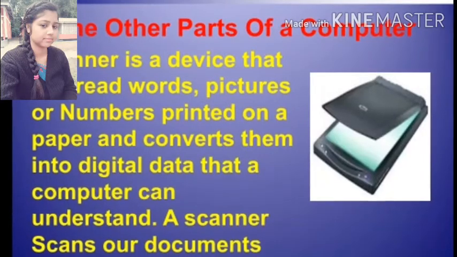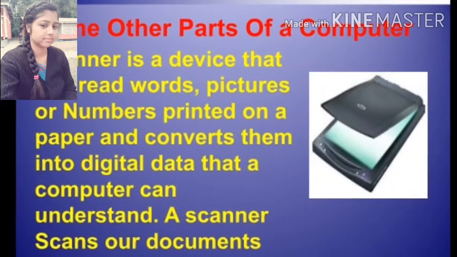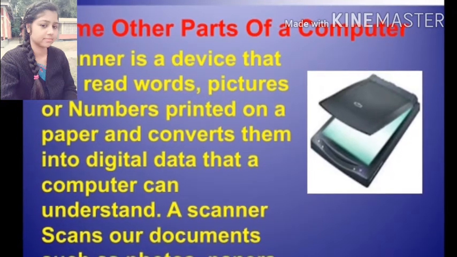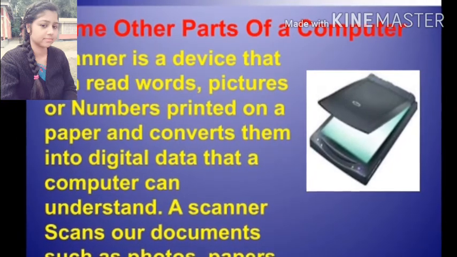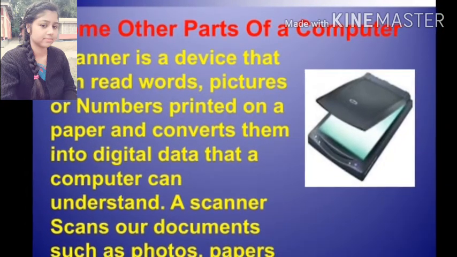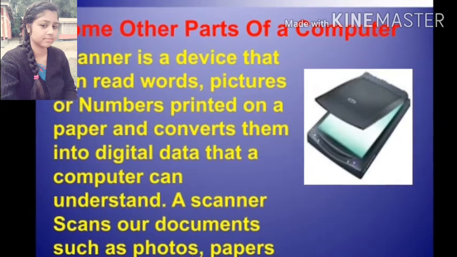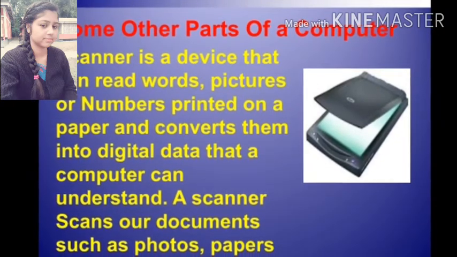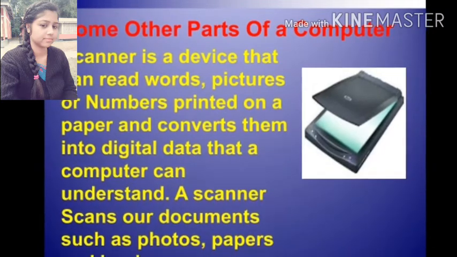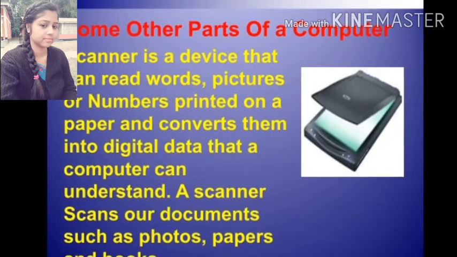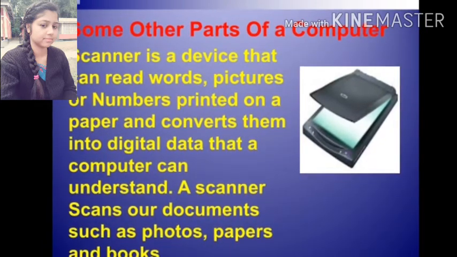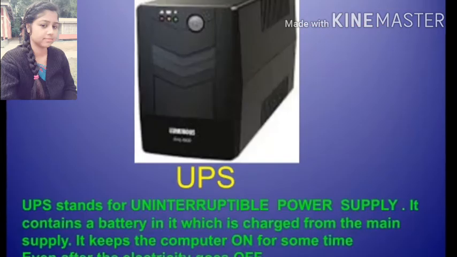Students, another part of this chapter is some other parts of a computer. The first one is scanner. A scanner is a device that can read words, pictures or numbers printed on paper and converts them into digital data that a computer can understand. A scanner scans our documents such as photos, papers and books.